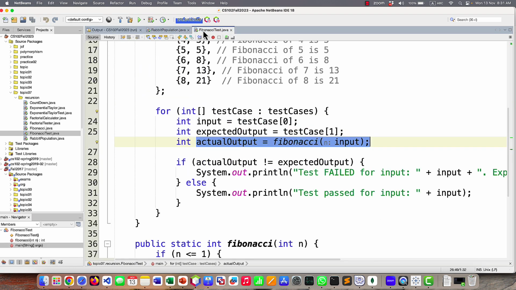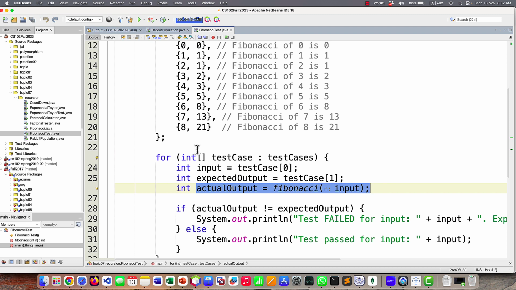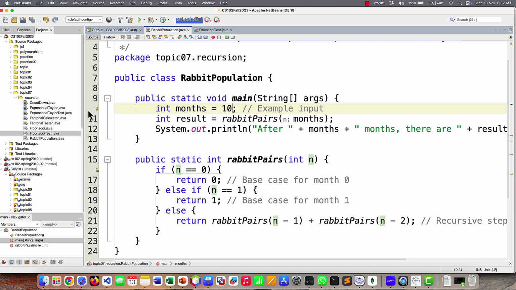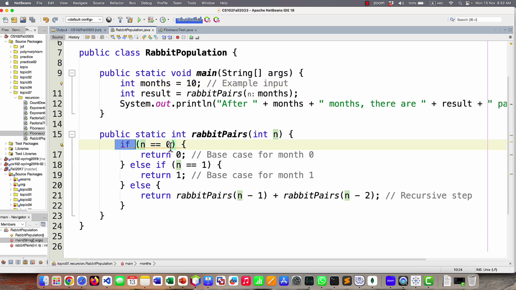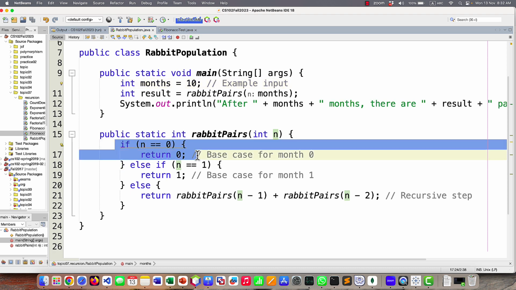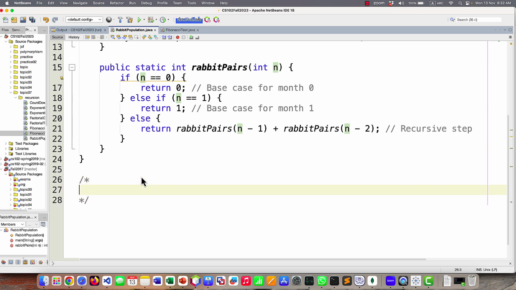So, doctor, back to the rabbit pairs. Back to the rabbit pairs. I don't understand the logic in our code. If n equals 0, it will just return 0. Okay, yeah, I get that. I wrote 1 because we can have a minimum of 2 months. Let's make a tracing here. So what will happen?